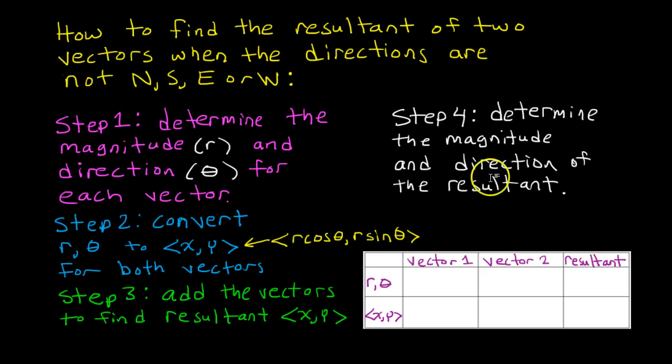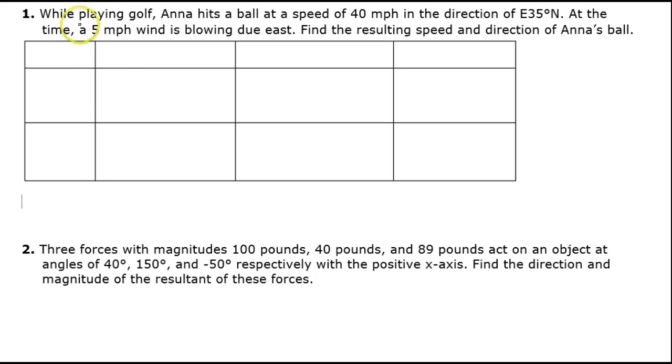I'm going to do this four-step process. I'm also going to use this little graphic organizer to keep our work organized. While playing golf, Anna hits a ball at a speed of 40 miles per hour in the direction of east 35 degrees north. At the time, a 5 mile per hour wind is blowing due east. Find the resulting speed and direction of Anna's ball.